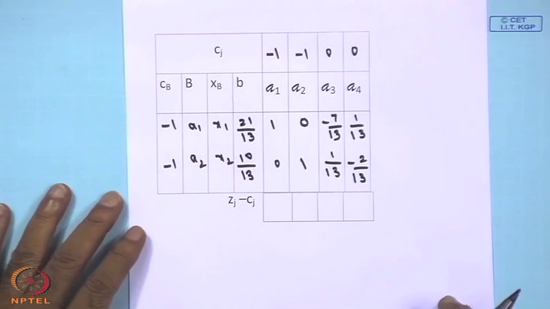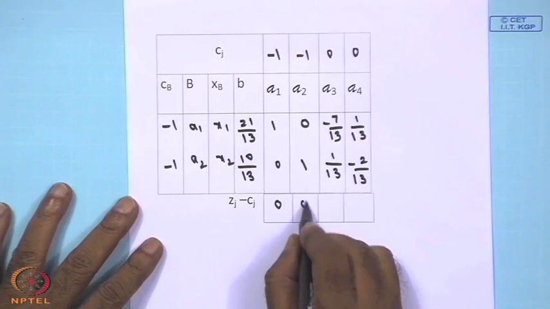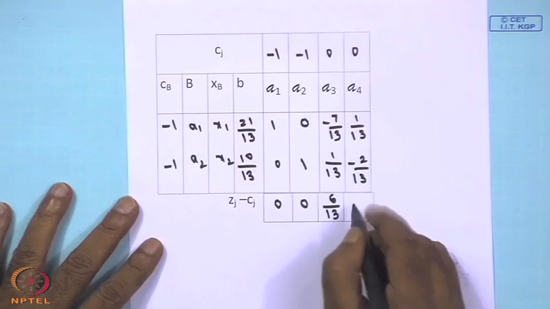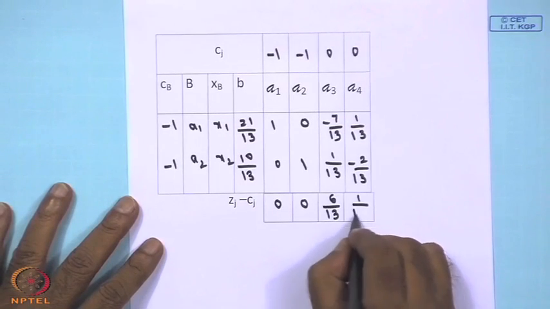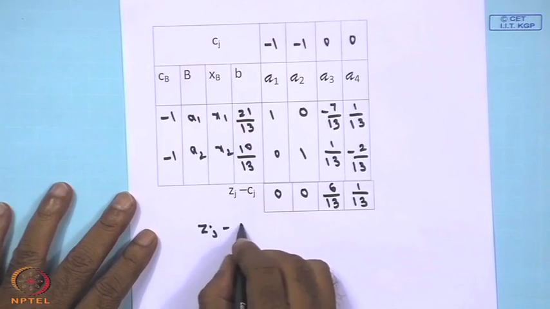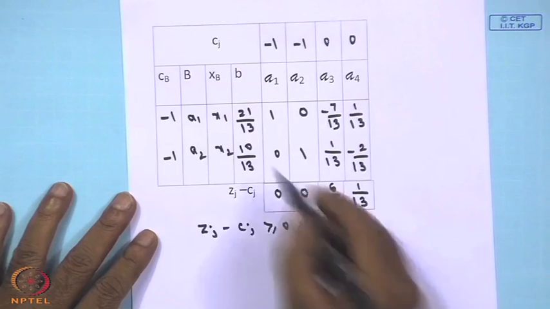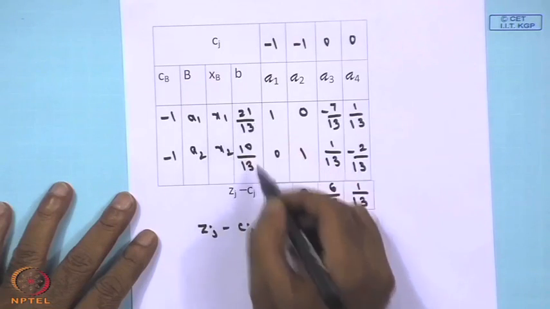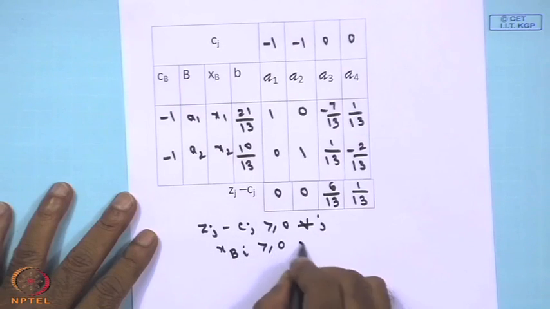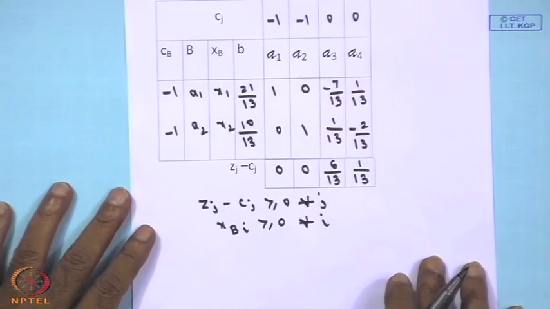So, after this again you calculate the zj minus cj value. If you calculate it, you will find that it is becoming 0, 0, 6 by 13 and 1 by 13. So, here zj minus cj is greater than or equal to 0 for all j. Your xBi are also greater than or equal to 0 for all i, both are positive now. Therefore, we obtained the optimal solution.